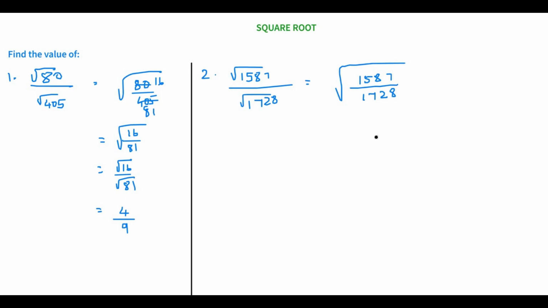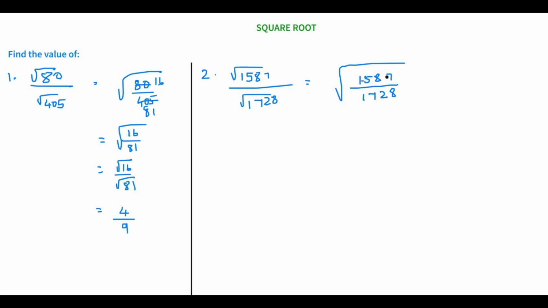These two are not even numbers. The numerator is not an even number, so not divisible by 2. Divisibility test of 3: I think you all remember it. I have already explained it in my previous video, and I'll put the link in the description. You can refer to that. The divisibility test of 3 is that you add up the digits and see whether the sum is divisible by 3 or not. When we add up, these two are divisible by 3.